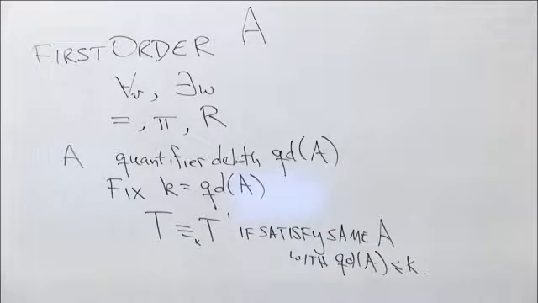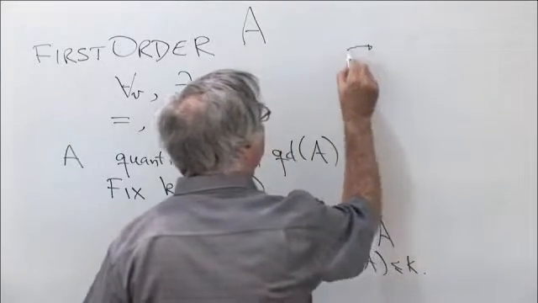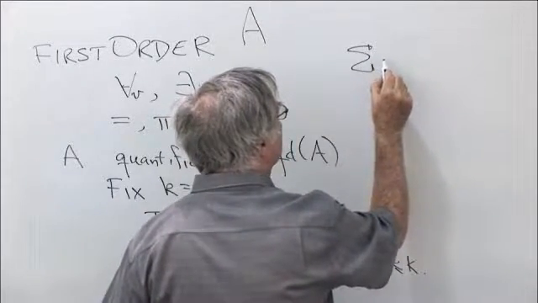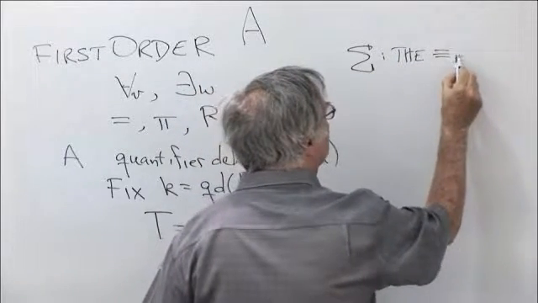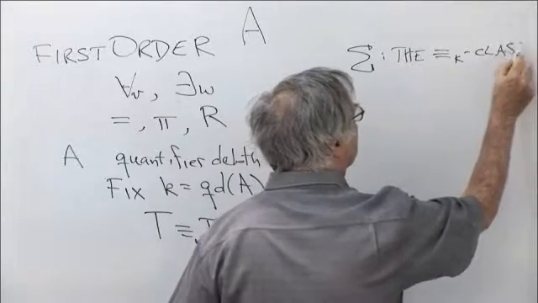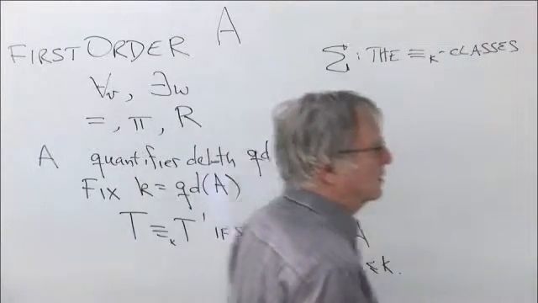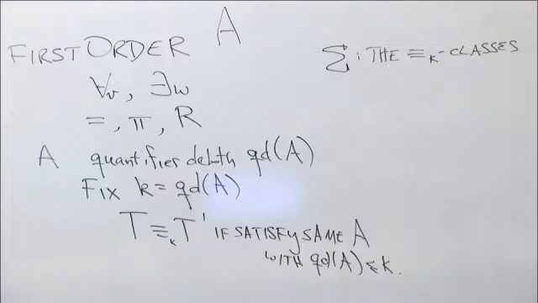Okay, so this I'm going to just take as a fact. I should mention, though, that the number of equivalence classes actually goes up like a tower function of k. So this is the theory section, right? All right, so we'll let sigma be the set of equivalence classes.